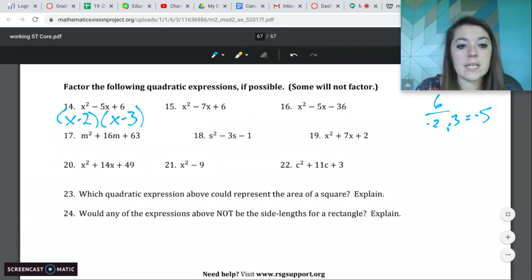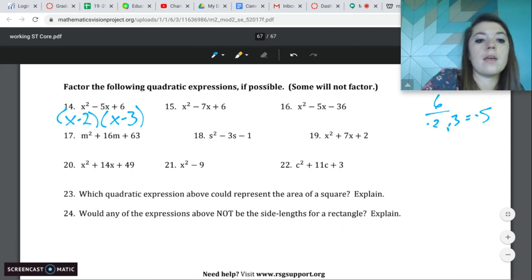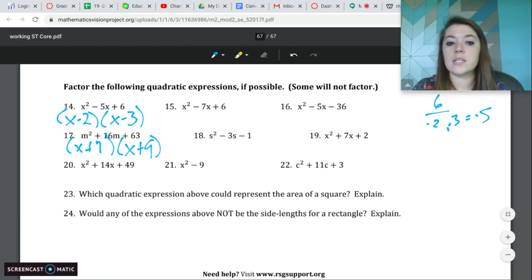For number 17, m squared plus 16m plus 63. So thinking about factors of 63, what 2 things multiply to give us 63 and add to give us 16? Hopefully you guys are thinking about 7 and 9. So m plus 7, m plus 9. They're all positive because both 63 and 16m are positive.